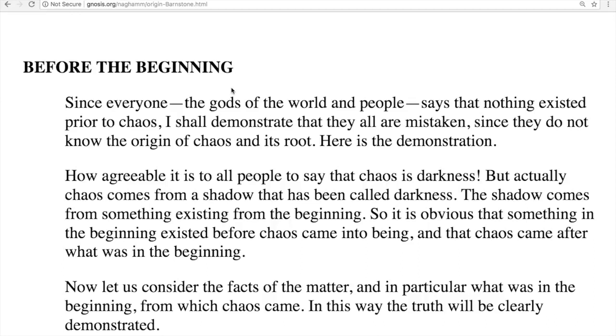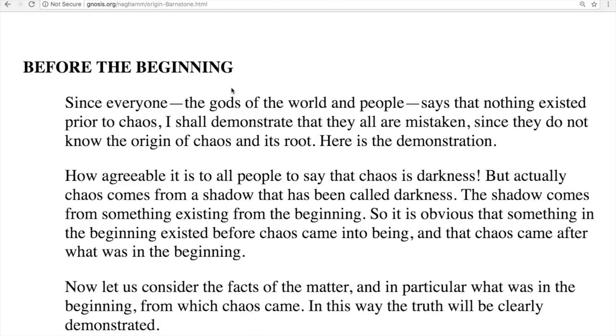Here is the demonstration. This could be an early example of setting forth a philosophical argument for a god. It appears whoever is writing this may have had experience of many philosophical thoughts, which may argue that before everything was, there was chaos. This writer is suggesting, no, in fact, there was something prior to chaos, and I'm going to demonstrate in this writing why I say that is the case. And so he or she says, how agreeable it is to all people to say that chaos is darkness.